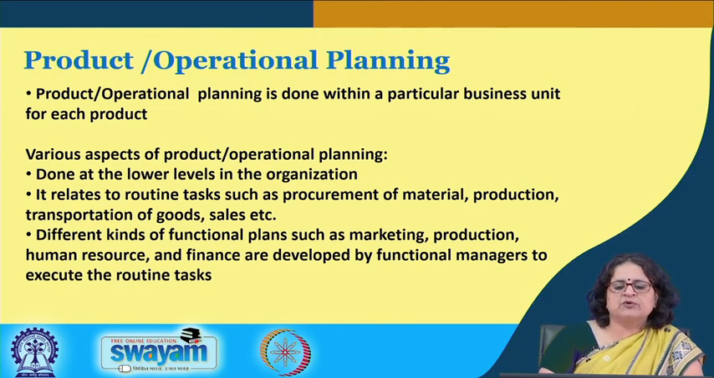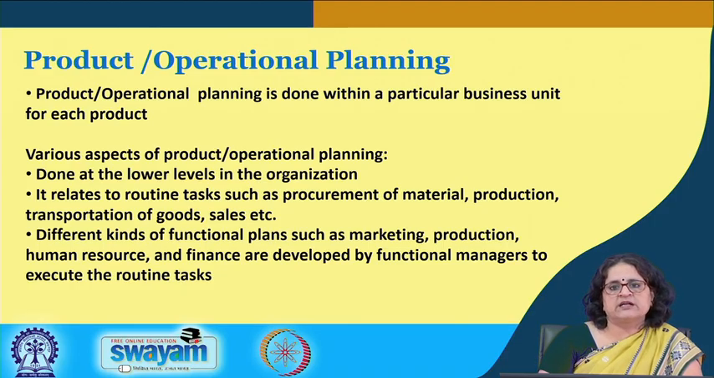The third comes the product or the operational planning. Now, in organizations which are medium sized, there is no need for an exercise where the SBU and the division level planning is done separately. There it is done together. So we straight away move to product and operational planning. Product and operational planning is done keeping in mind the particular business unit for each product. And various aspects of product or operational planning are as follows.